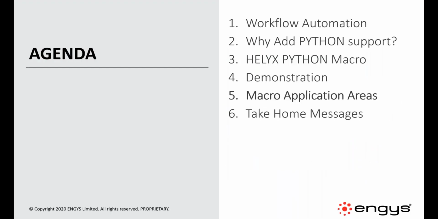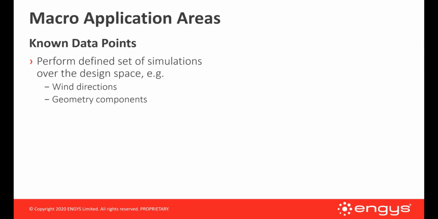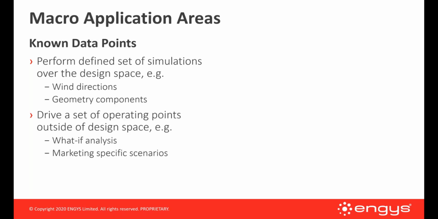Let's talk about what we can actually do with macros. Macros would be great for performing a defined set of simulations over a design space. So for example, wind directions. If we had multiple different wind directions, if we're doing urban comfort, urban environment, we can automate this whole process of doing our different simulations for different wind directions. If we have a variety of geometric components that we need to switch out, like I showed you inside of the macro, it has a list of what these STLs are, we can automate that process of changing out geometries.